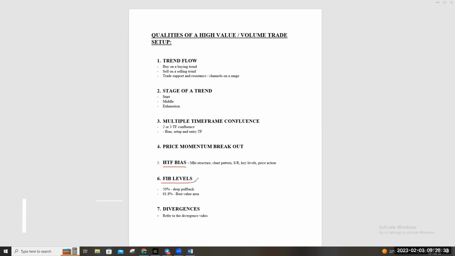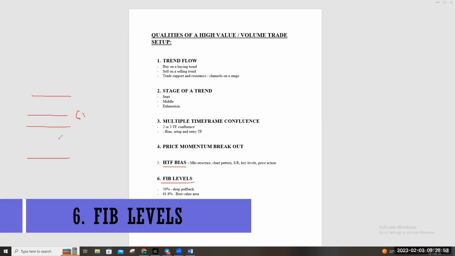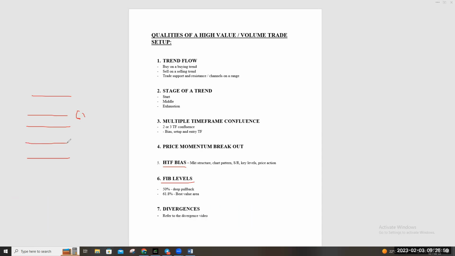Number 6 is the FIB levels. Now, there are people who trade the FIB levels and extensions. When we get to FIB, there are 2 most important points. Remember, a FIB, if you've used a FIB, it will have a 100, it will have a 0, at the middle it will have a 50, in between 100 and the 50 there will be a 61 point something, 0.8, and down here there will be a 23 point something.